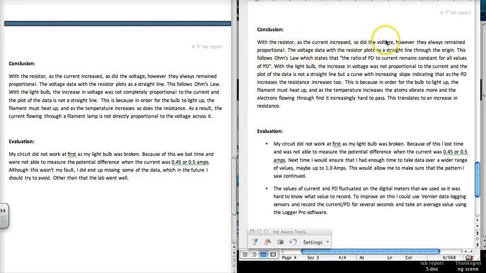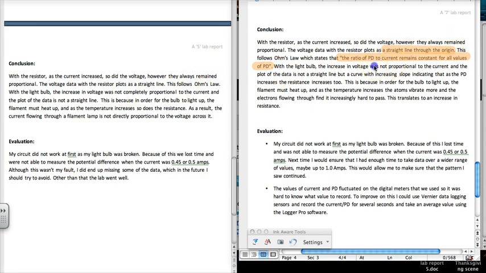With the resistor, as the current increased, so did the voltage. However, they always remain proportional. The voltage data with the resistor plots a straight line through the origin. This follows Ohm's law, which states that the ratio of the PD to current remains constant for all values of PD. So I'm actually elaborating, I'm stating Ohm's law. The student mentioned Ohm's law, but I'm just stating it more completely.